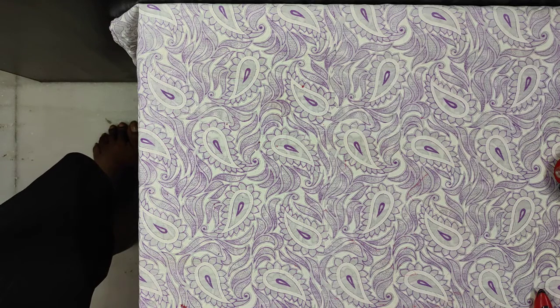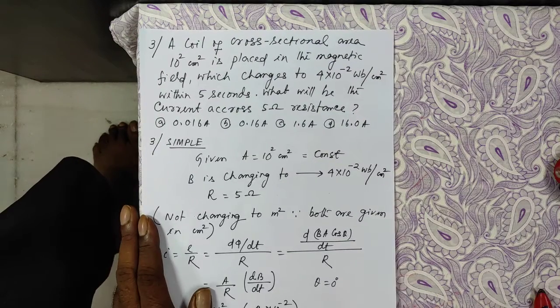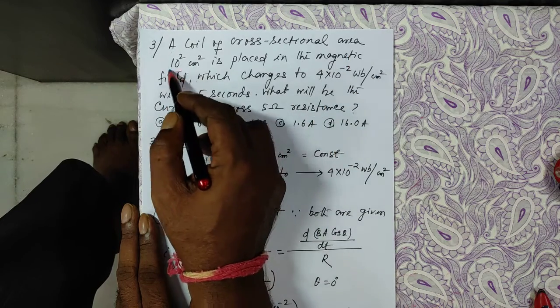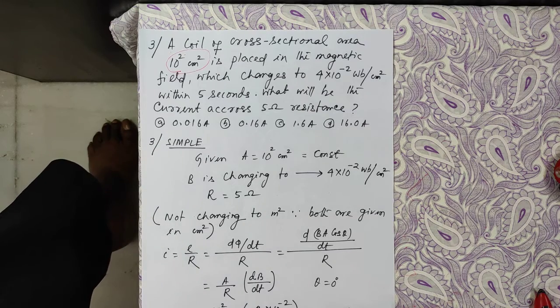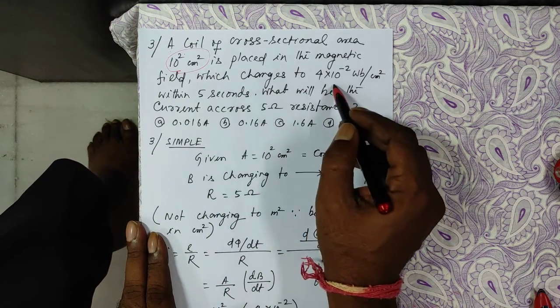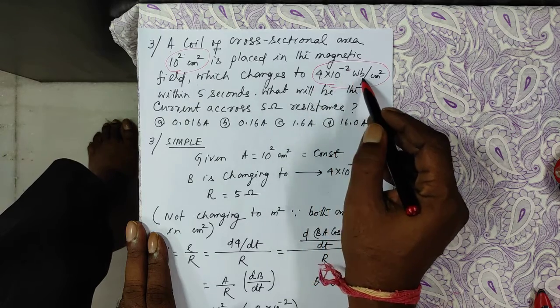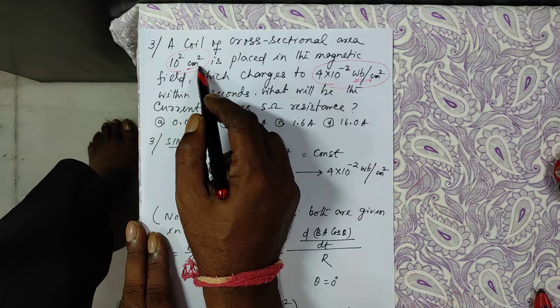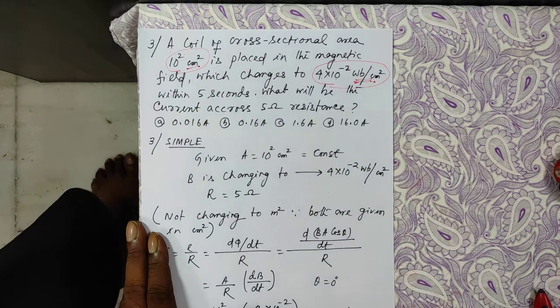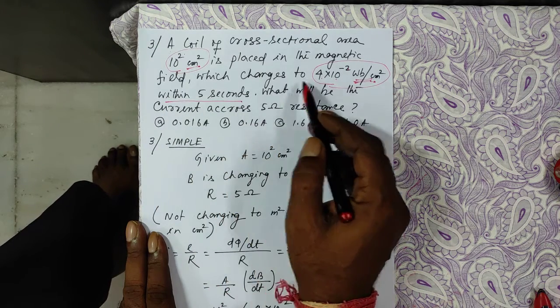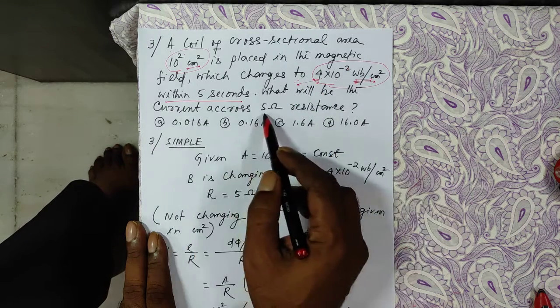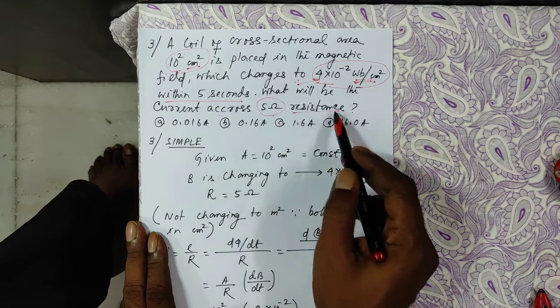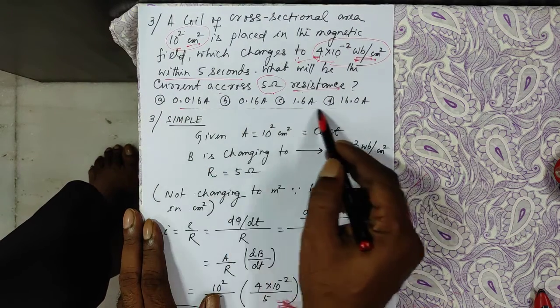Now let us come to the third one. Third one is simple. A coil of cross-sectional area 100 centimeter square is placed in the magnetic field which changes to 4 into 10 power minus 2 Weber per centimeter square. This is also given in centimeter square, so there is no need to convert to meter square. Within 5 seconds, means from 0, initial flux was 0, and from 0 it changed to this. What will be the current across a 5 ohm resistance? And the choices are given like this.